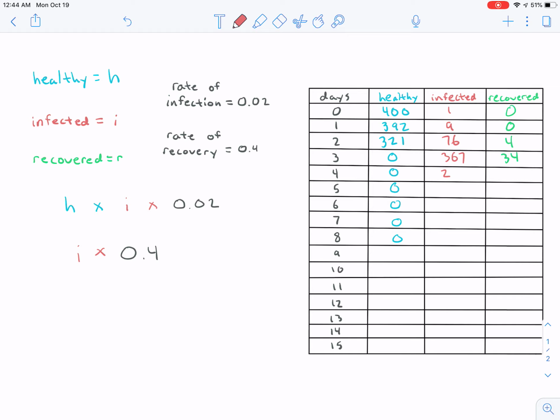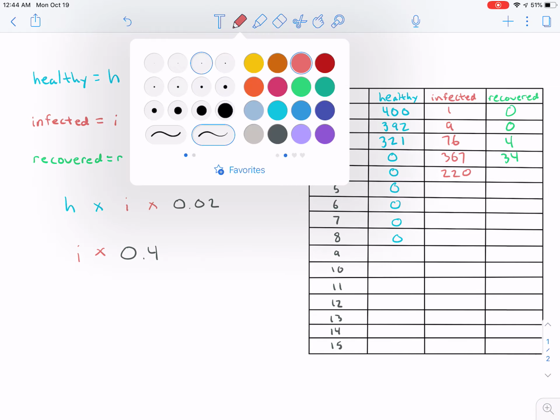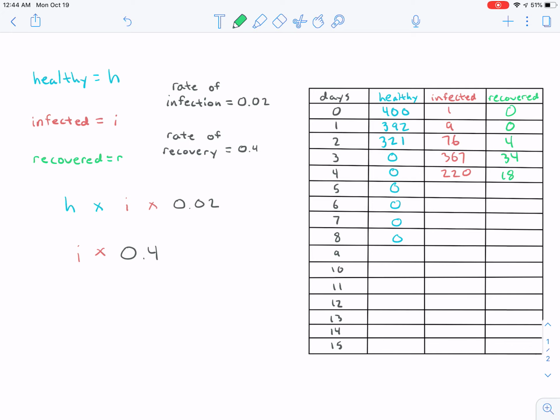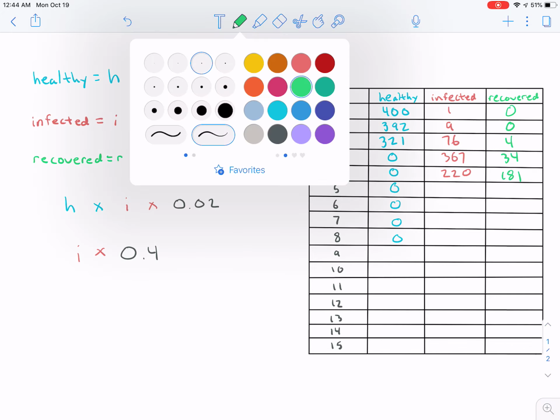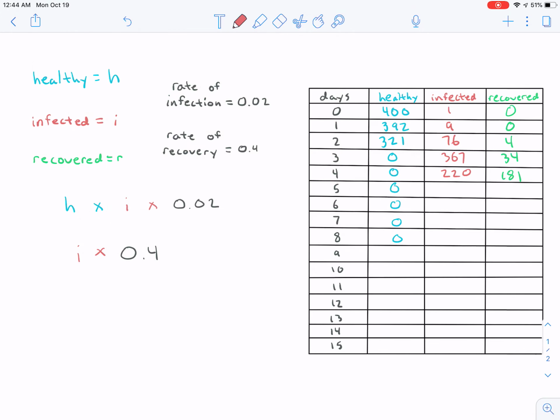After a while, this population goes down, and this population goes up. 181, right? And this one goes to 132, and this one goes to 269. So yeah, there's going to be a lot more recovered people and less infected people as time goes on. So yeah, that's about it.